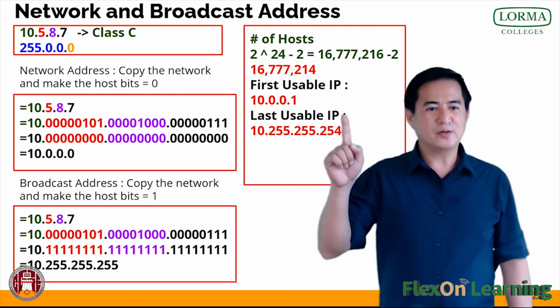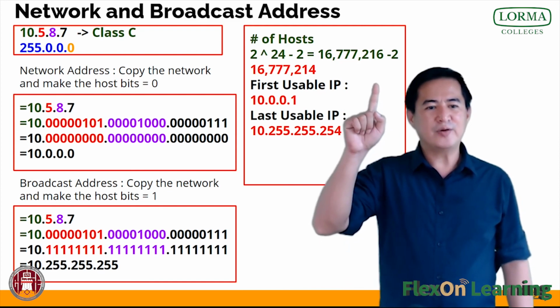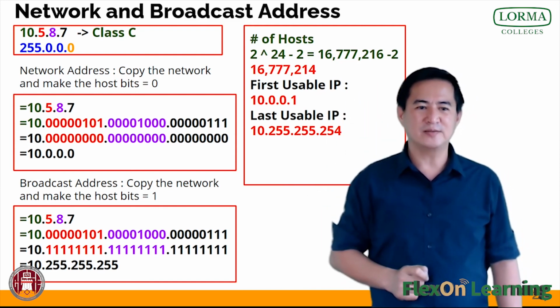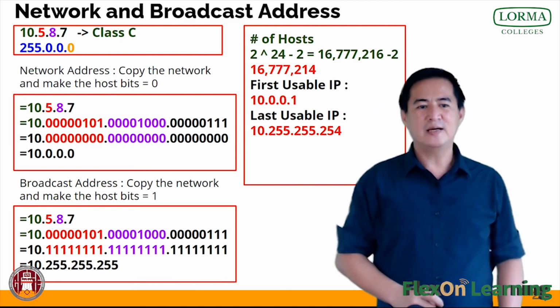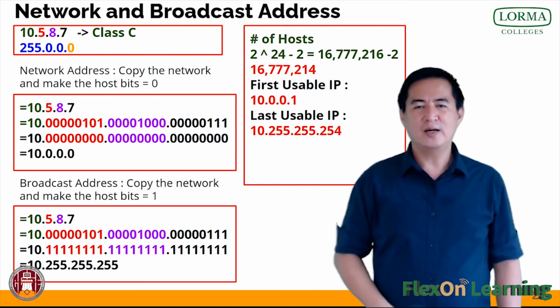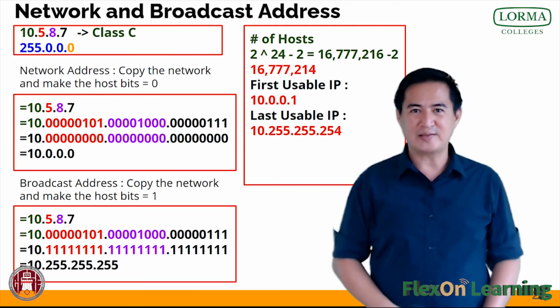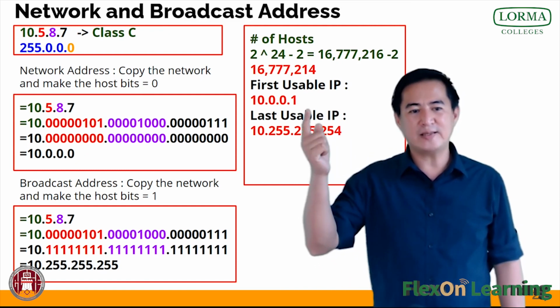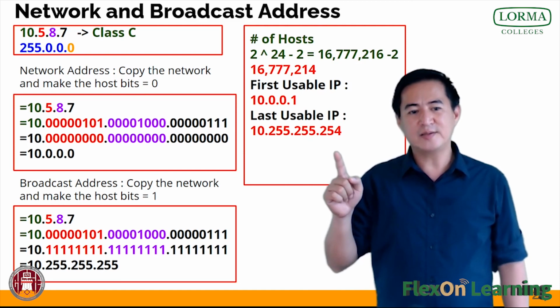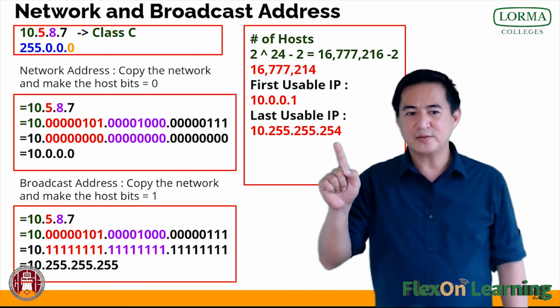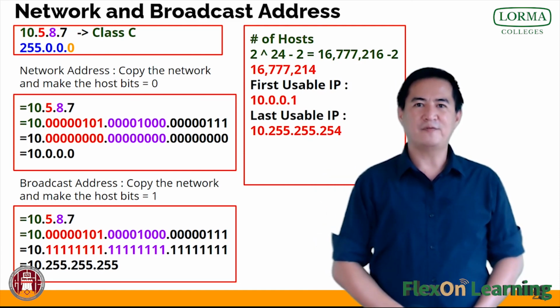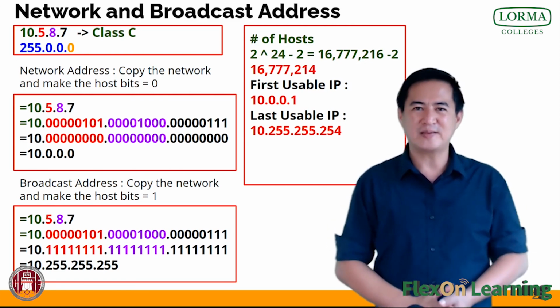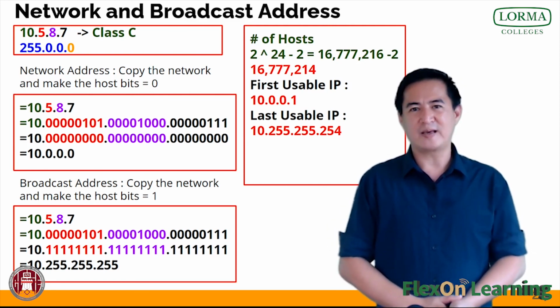All right? So, given that number, you will have 16,777,216 minus 2 usable IP addresses. The first usable IP is 10.0.0.1, and the last is the broadcast address minus 1, so that is 10.255.255.254. So that's a lot of IP addresses that you could assign.